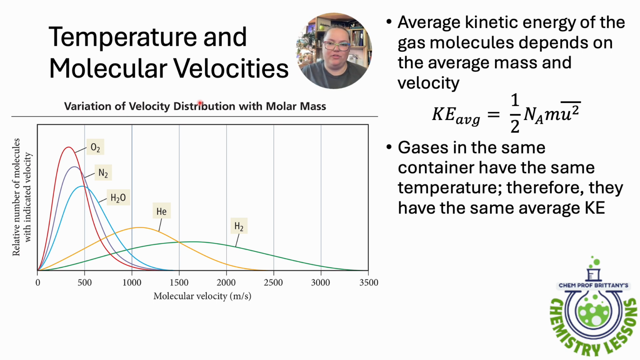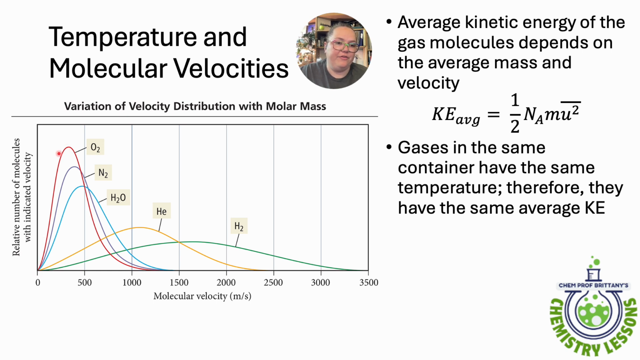It's the same thing with our gases, right? So gases in the same container have the same temperature, so the same average kinetic energy. That does not mean they're moving at the same speed. There's going to be a distribution, and then we have an average speed, which gives us our average kinetic energy, average temperature. So oxygen here is the heaviest gas on this graph here.